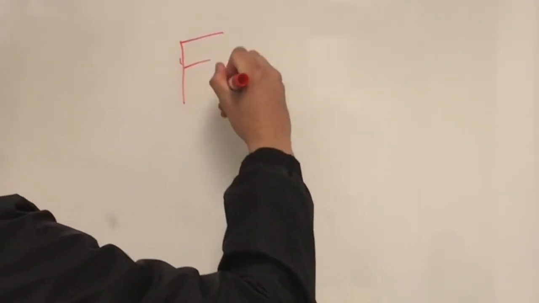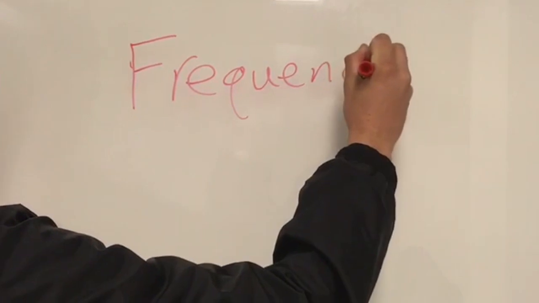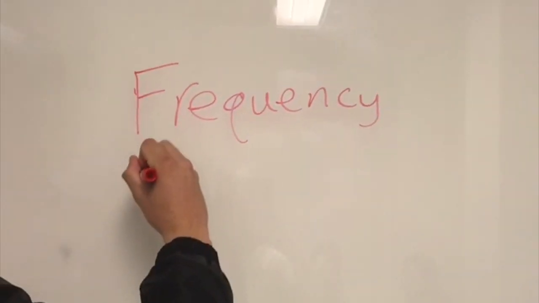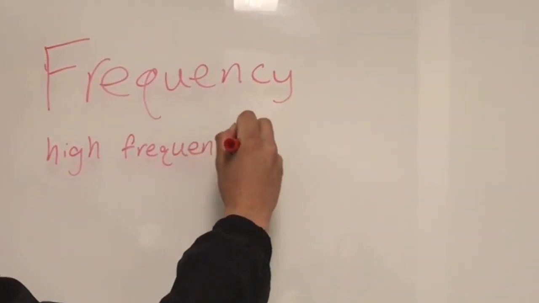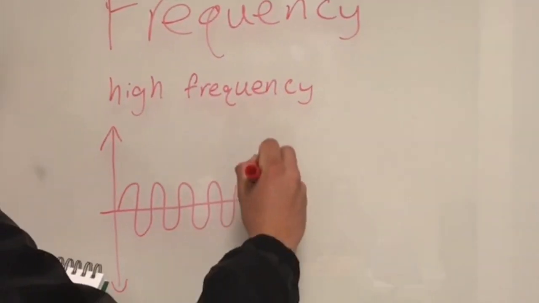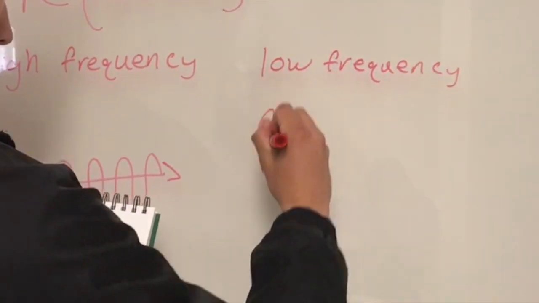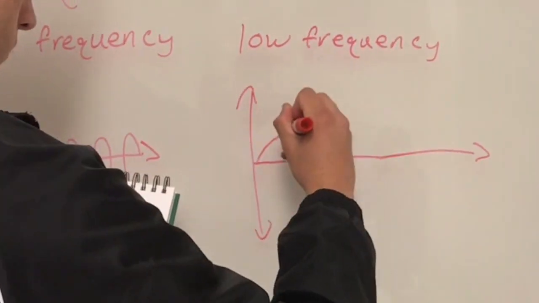An idea related to the period of a sound wave is the frequency. The frequency is the number of oscillations per second and is measured in hertz. Higher notes have higher frequencies and more oscillations, whereas lower notes have lower frequencies.